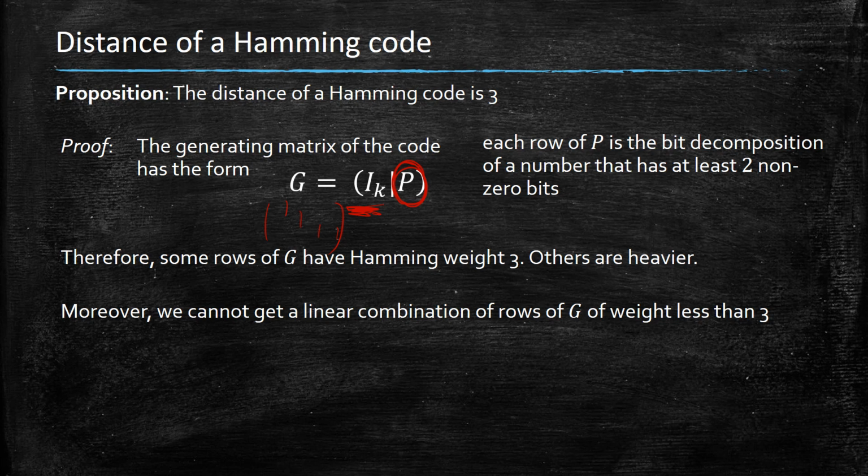And then if you add more than 2 rows, you may have cancellations on this part, but you will have at least Hamming weight 3 on the left-hand side of your vector. So that proves that whatever non-zero linear combination of the rows of G you take, you will have Hamming weight at least 3, and 3 is also attained. So that proves the distance of the Hamming code is 3.